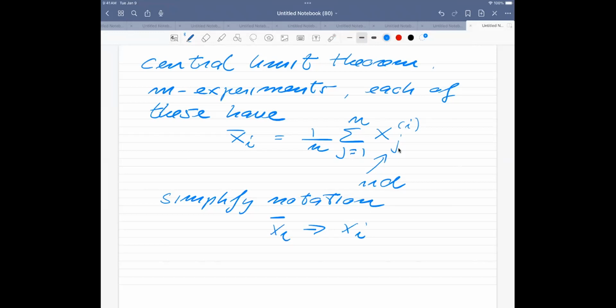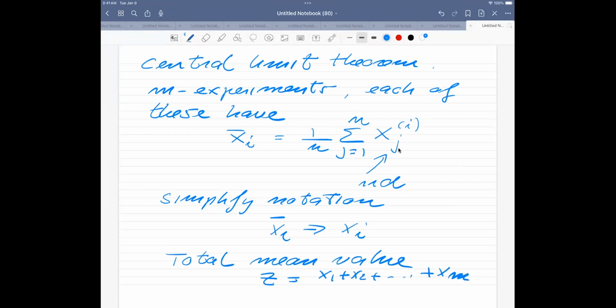Then, when we repeat this m times, the total mean value is something I'm going to call z, and that is simply x1 plus x2, and then plus x of m, divided by m.